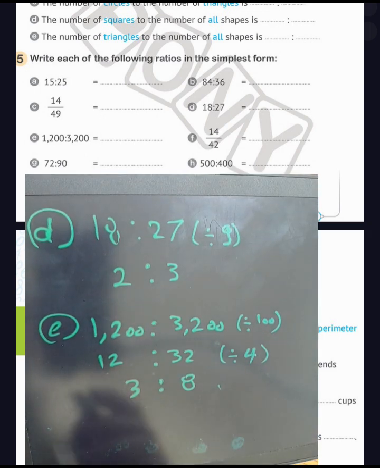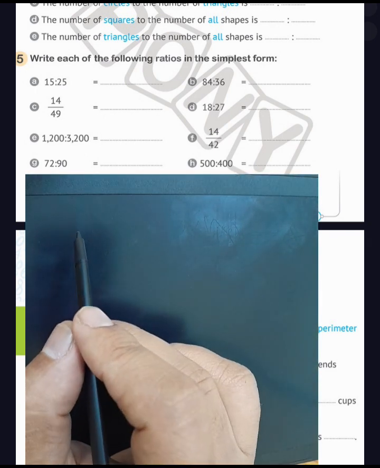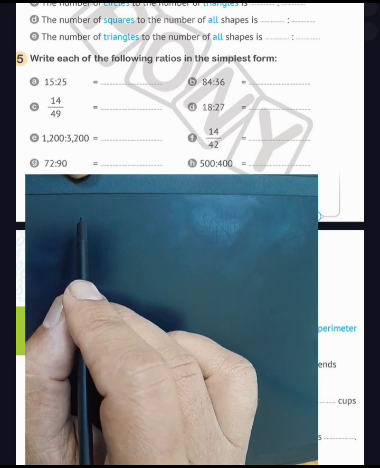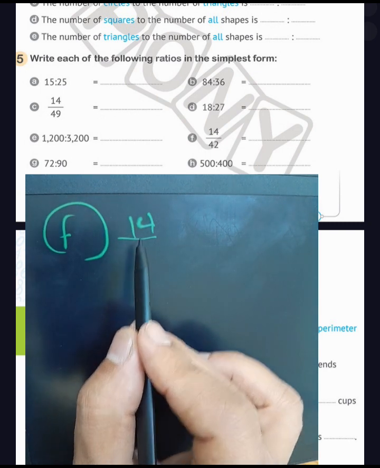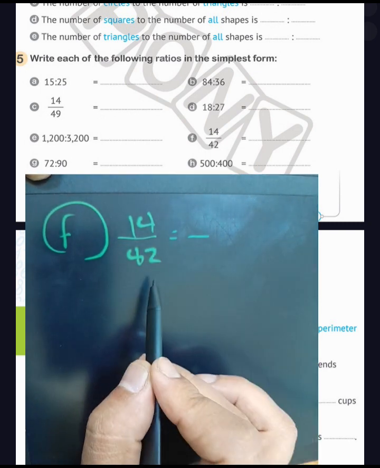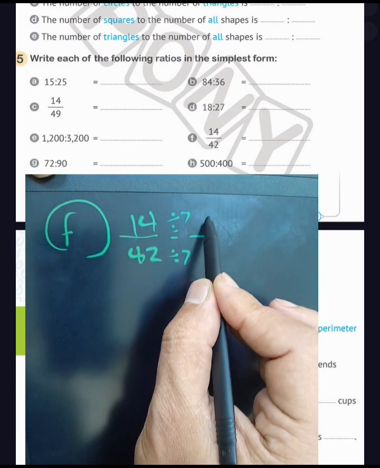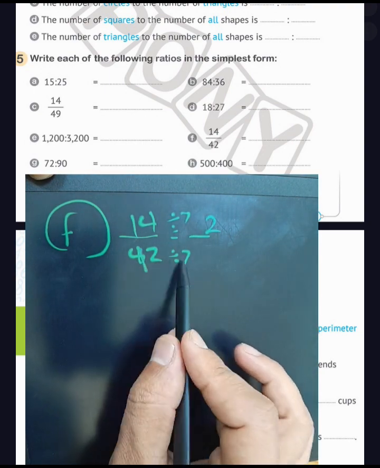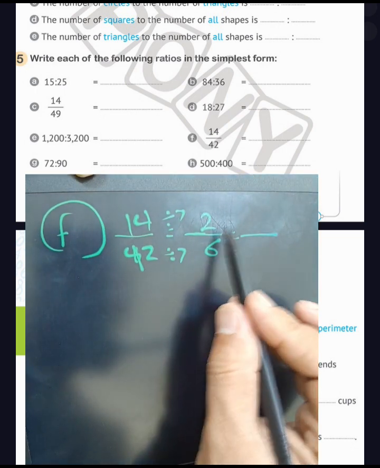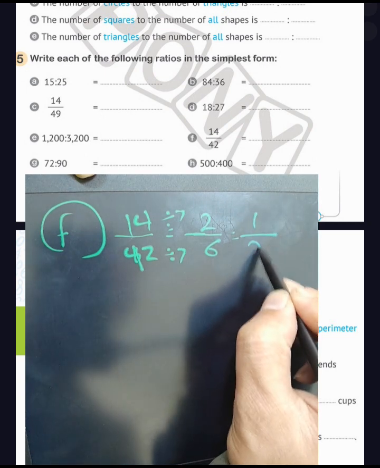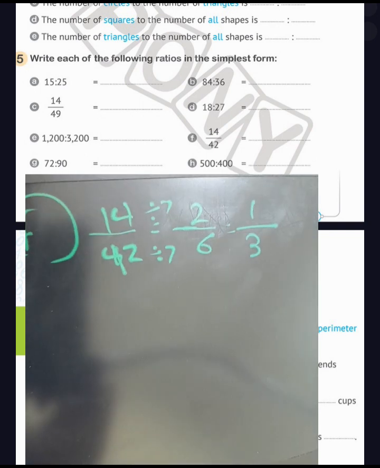Okay, next question. Letter F. We have 14 over 42. We can simplify it by dividing by 7, numerator and denominator. 14 divided by 7 equals 2. 42 divided by 7 equals 6. And then simplify it by dividing by 2. 2 divided by 2 equals 1 and 6 divided by 2 equals 3. Then the result will be 1 to 3 in the simplest form. It was question letter F.